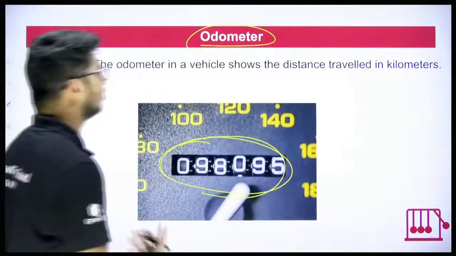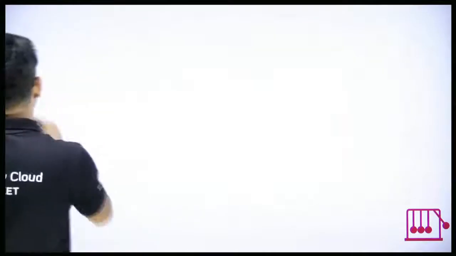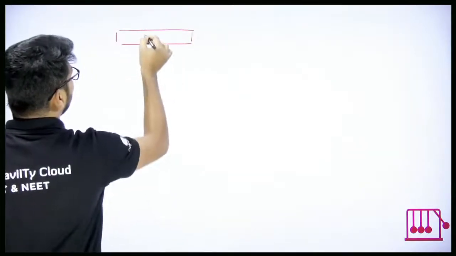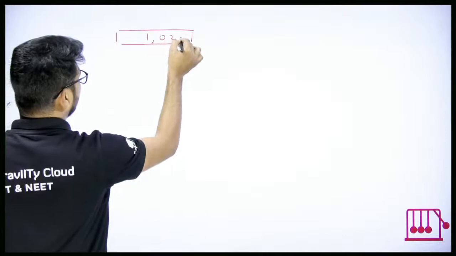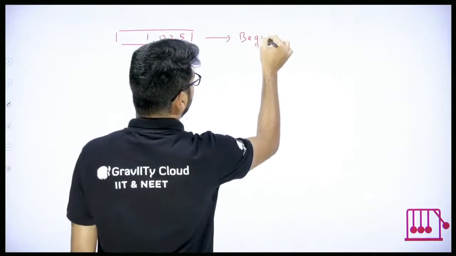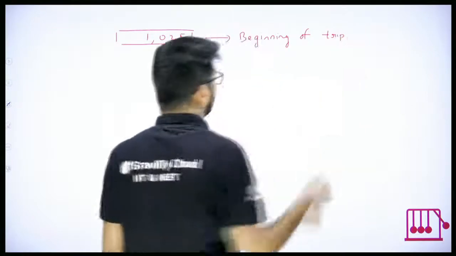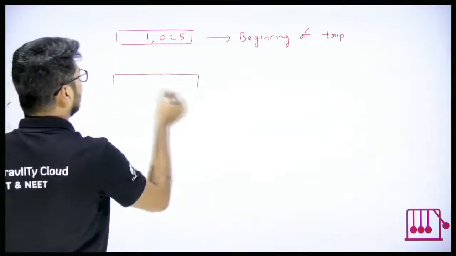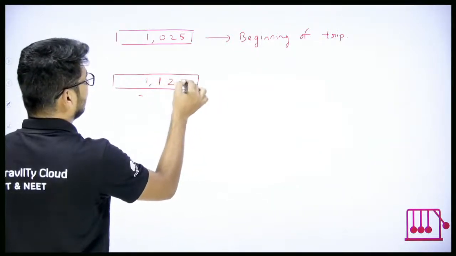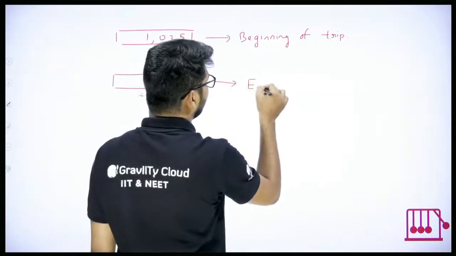Now, how can you use an odometer to measure the distance of a trip? It's very simple. At the beginning of the trip, let's say it is showing 1025 as a reading. Now at the end of the trip, the odometer, let's say, is showing 1125.